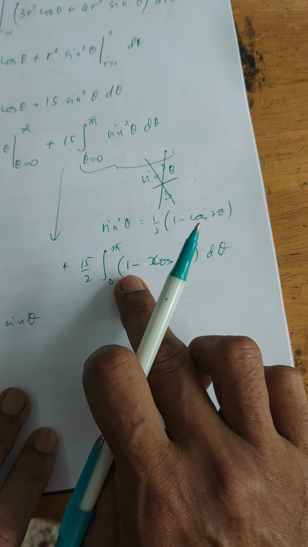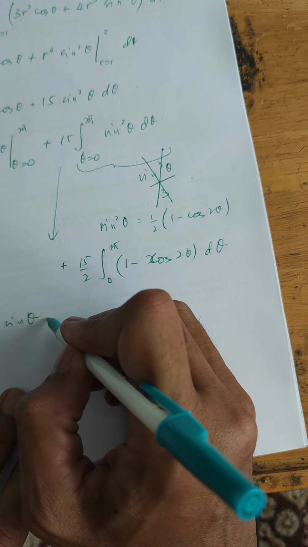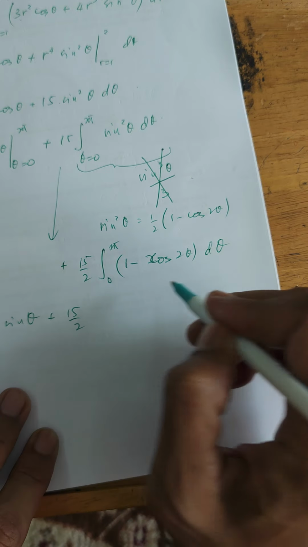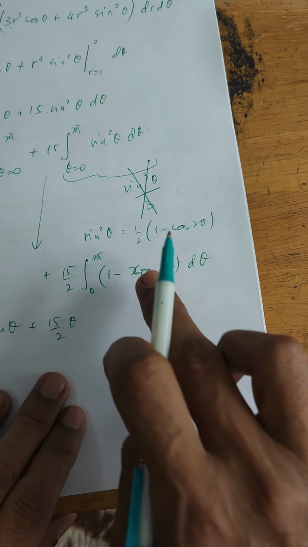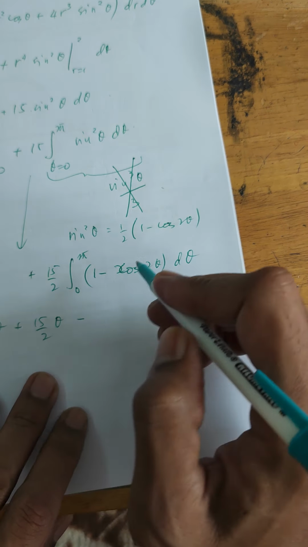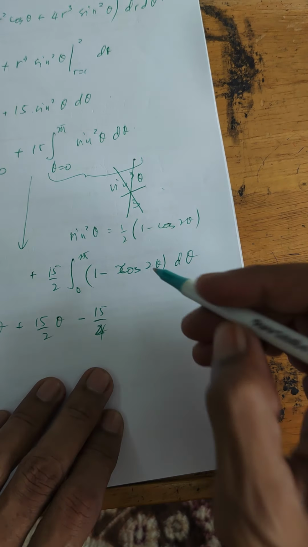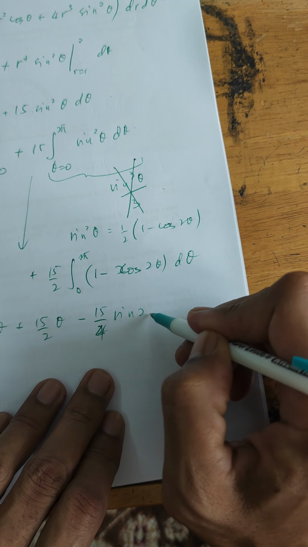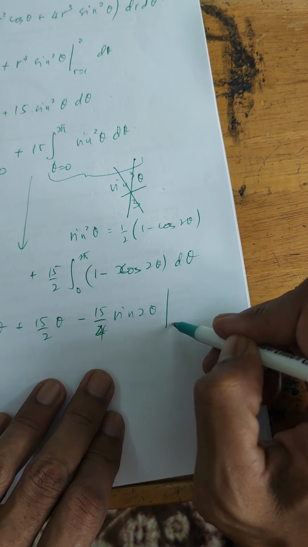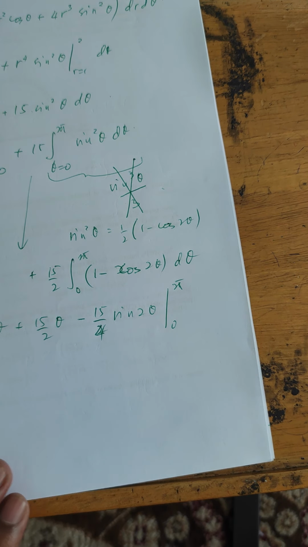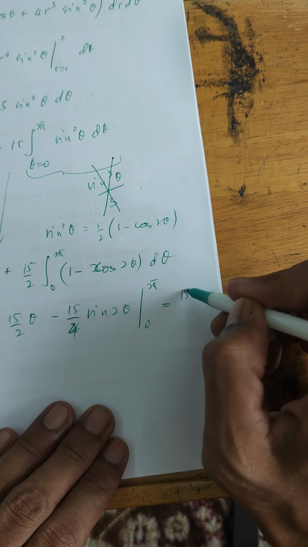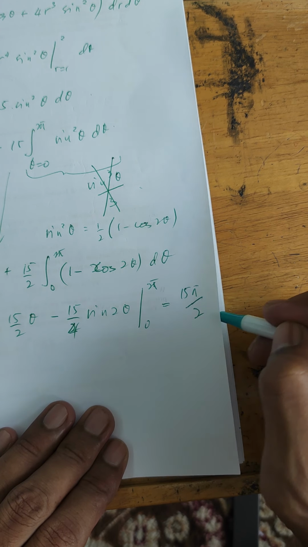That one you have 15 over 2 theta. That one you have minus 15 over 2 over 2. This you have 2 down there, so you get half, so you get 15 over 4, then that gives you sine 2 theta. Evaluate all these things from 0 to 2 pi. That gives you 15 pi over 2.